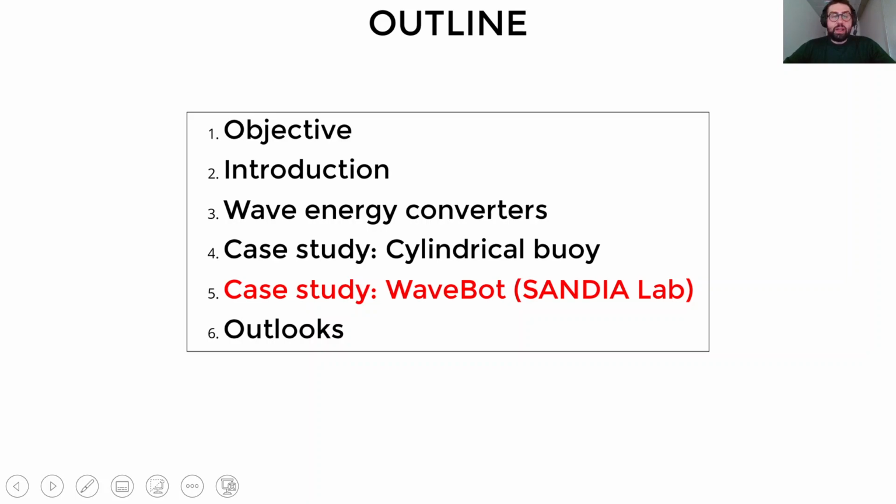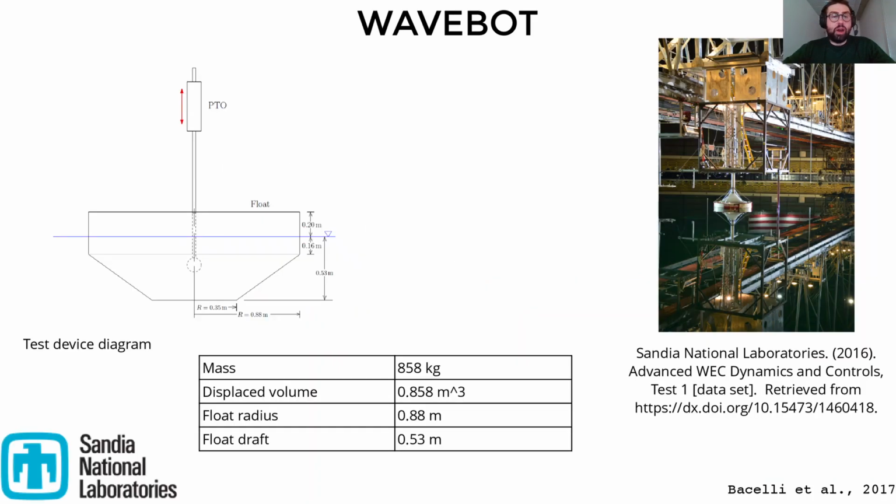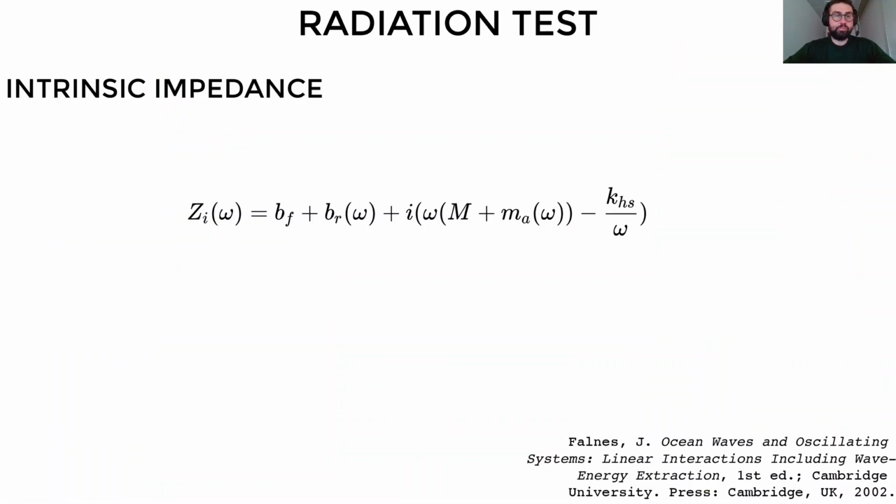Moving to the last case study, the waveboard studied by the Sandia laboratory is taken into account. Here the lateral shape of the floater is a bit more complex than the previous, but in addition we have a complex system of actuators that are used to mimic the behavior of PTO systems and external control systems. First, we perform a radiation test, which is useful to define the intrinsic impedance of the device.